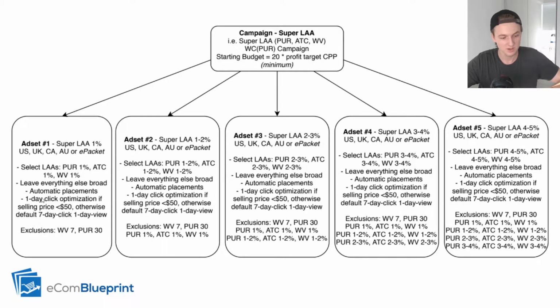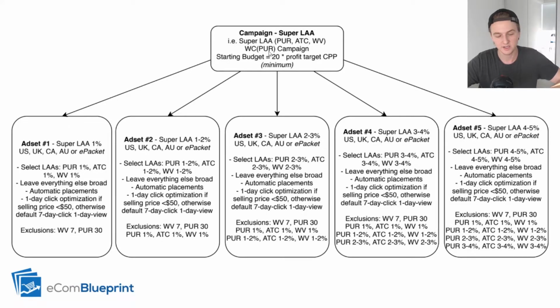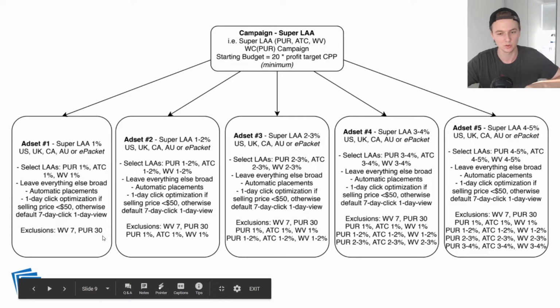Automatic placements. 1-day click optimization if your selling price is under $50. Otherwise, the default 7-day click, 1-day view. And so for the exclusions here, you just want to exclude website visitors and purchase in the last 30 days. We don't want to retarget purchasers once again. And lookalikes, if you don't exclude purchasers, often it will retarget existing purchasers. So you definitely want to exclude purchasers from your lookalikes.